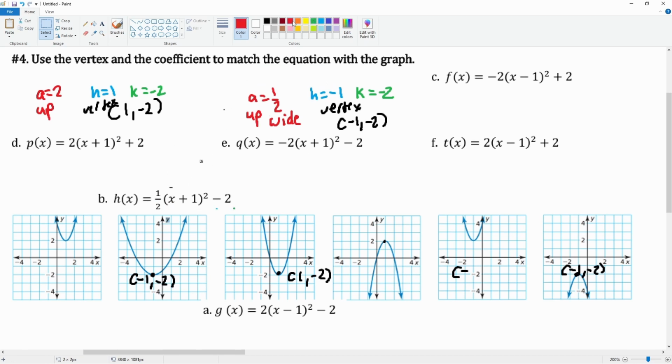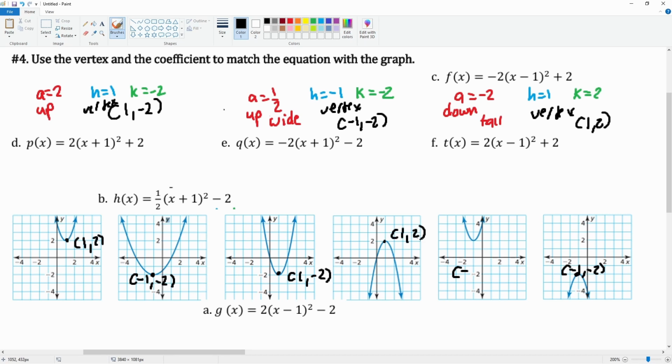Okay. Next, C. A is equal to -2. This is down because it's a negative, and that 2 means it is tall. The H here is 1, the K here is 2, the vertex is going to be 1, 2. Let's see, this is 1, 2, this is also 1, 2. This is the only one that is down and tall. So C has to be this one.